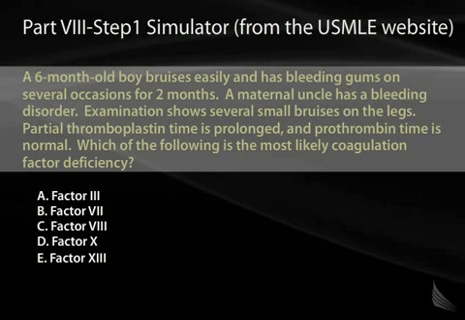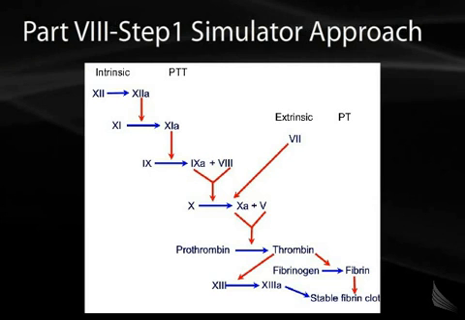Well, remember your pathways, your intrinsic and your extrinsic. Your intrinsic involves 12, 11, 9, 10. Your extrinsic involves 7 and 10. Which one is PTT and which one is PT? A good way to remember it is that PTT is the longer test, so it goes with the longer pathway, the intrinsic pathway. PT is extrinsic, shorter. So if the extrinsic pathway is affected, think prolonged PT. If it's the intrinsic, think prolonged PTT.